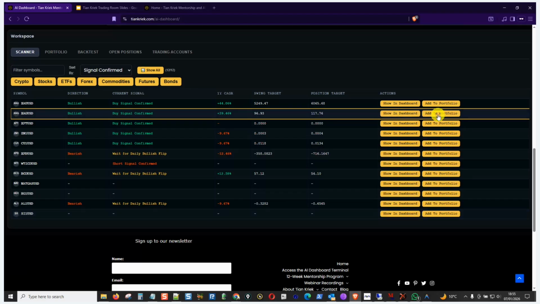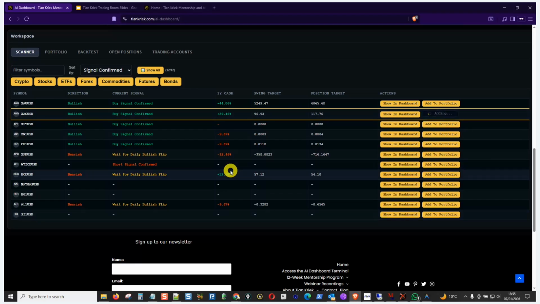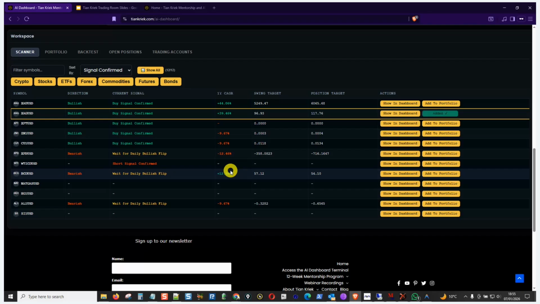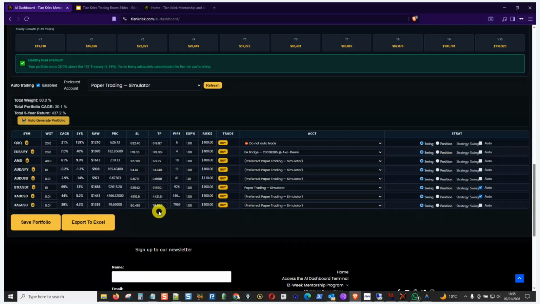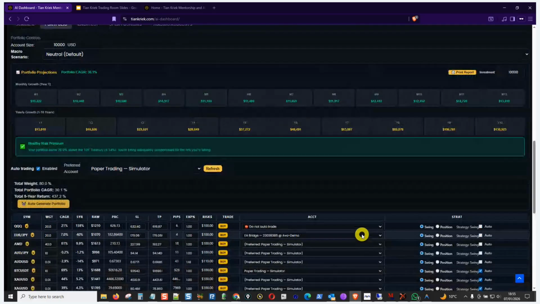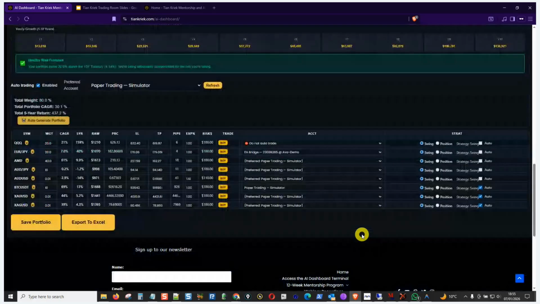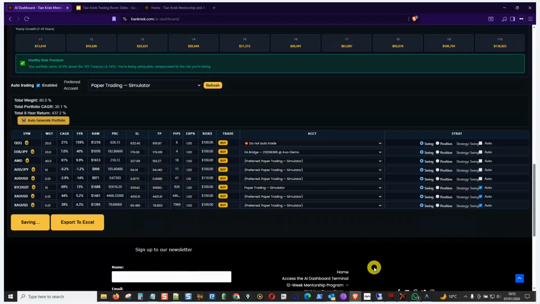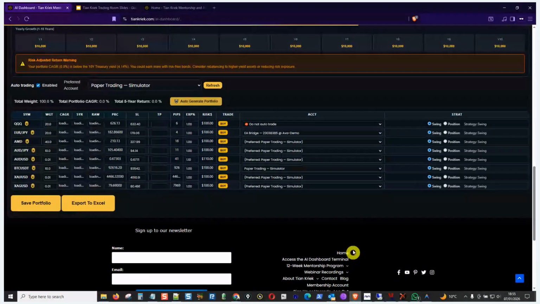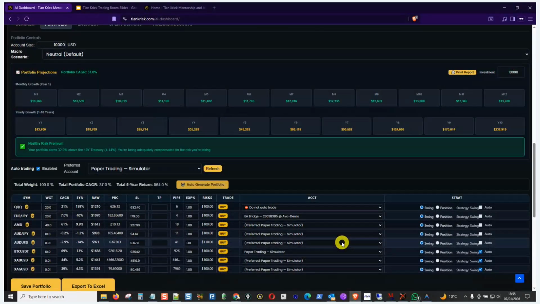So let me add that to my portfolio as well. And there it is. Okay, and I can allocate my paper trading account to that. And I'm just going to click on Save Portfolio. And it's adjusted my compound annual growth rate. Look at this, the 37%.